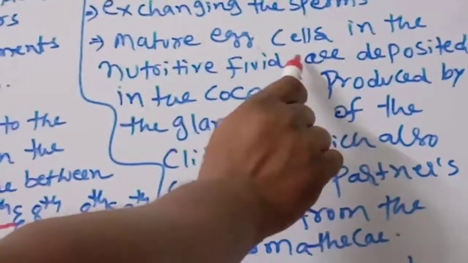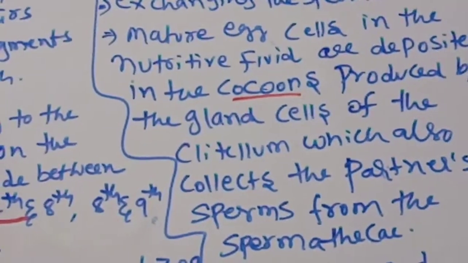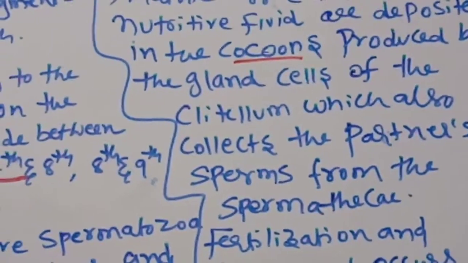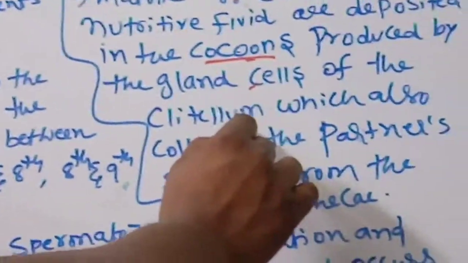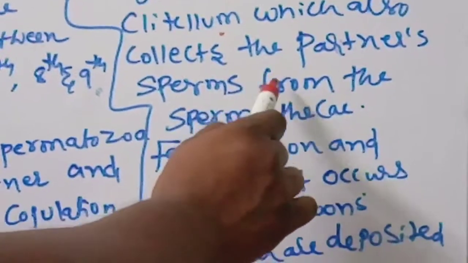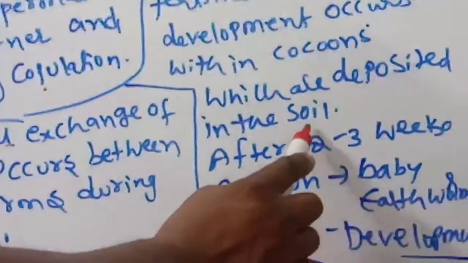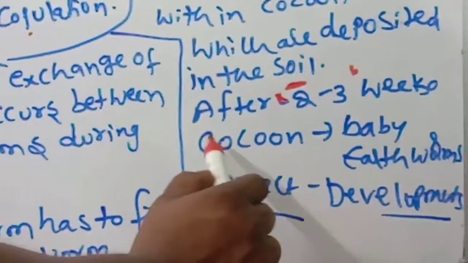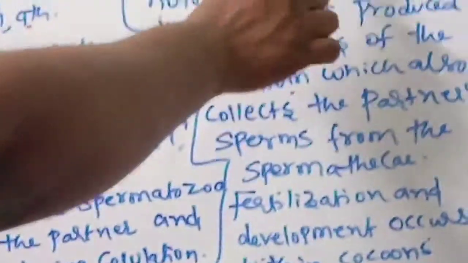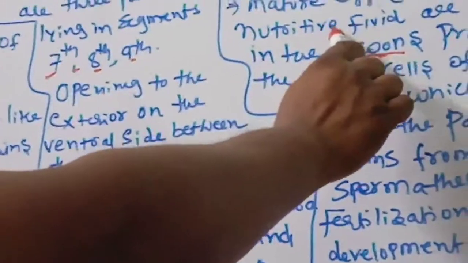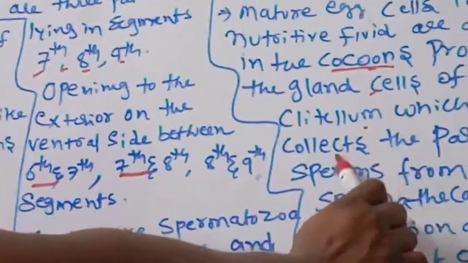Mature egg cells in the nutritive fluid are deposited in the cocoons produced by the gland cells of the clitellum, which also collects the partner's sperms from the spermathecae.